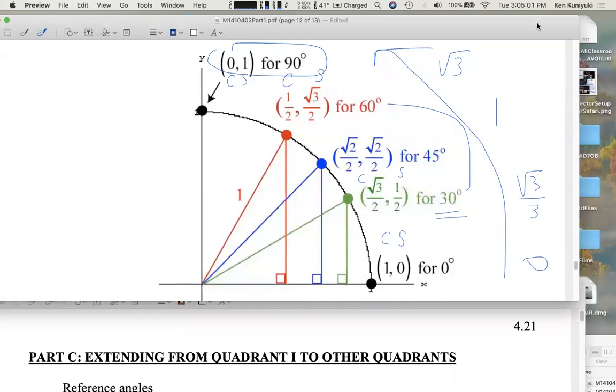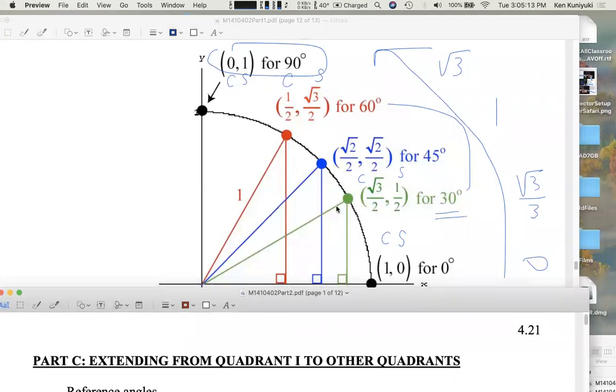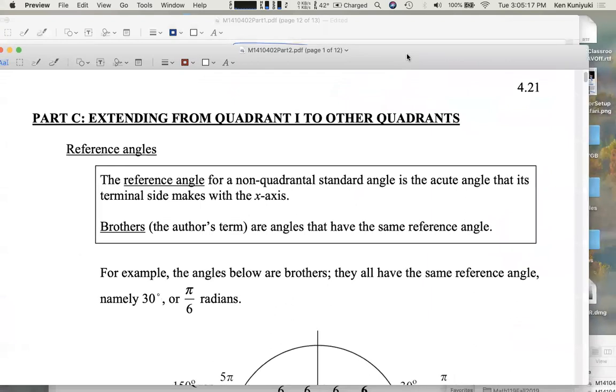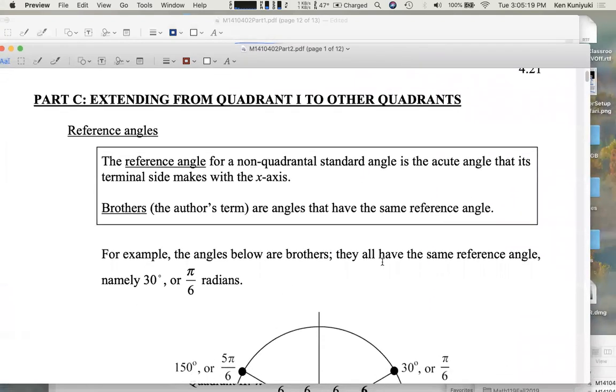Hi, everyone. Last time we talked about this tour from 0 degrees to 90 degrees, basically through quadrant 1. Now we're going to extend to other quadrants. What are the related angles in other quadrants with similar trig values? We're going to talk now about reference angles and what I call brothers. You can call them sisters or siblings, but for convenience, I'll call them brothers.